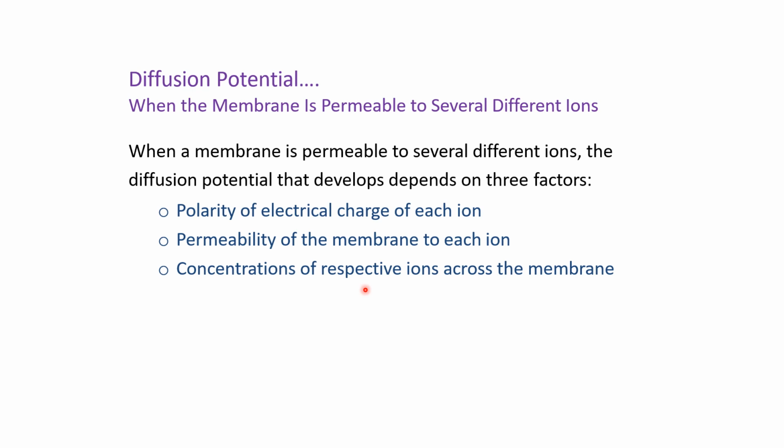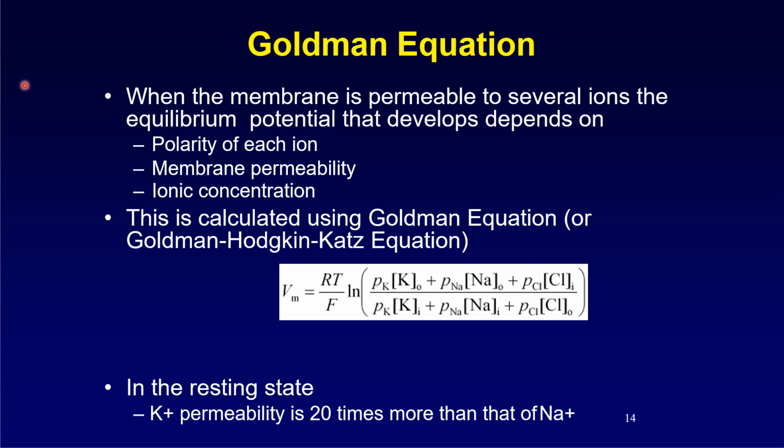Considering this condition, when the membrane is permeable to different ions, this is the Goldman equation, or Goldman-Hodgkin-Katz equation. When the cell membrane is permeable to different ions at the same time, which normally takes place in our body daily, the potential depends on the polarity of each ion, membrane permeability and ionic concentrations. So here V is equal to RT by F log of potassium and sodium outside by inside and chloride inside by outside. In the resting state, the permeability of potassium is 20 times more than that of sodium.